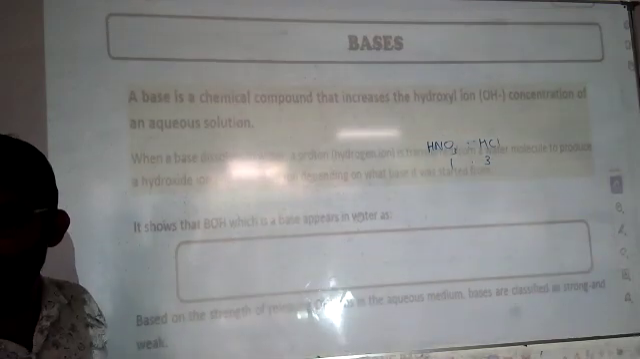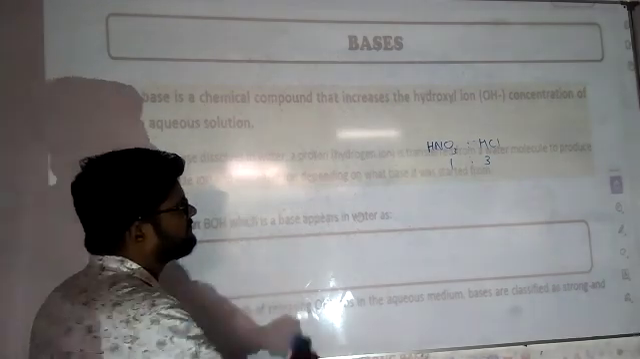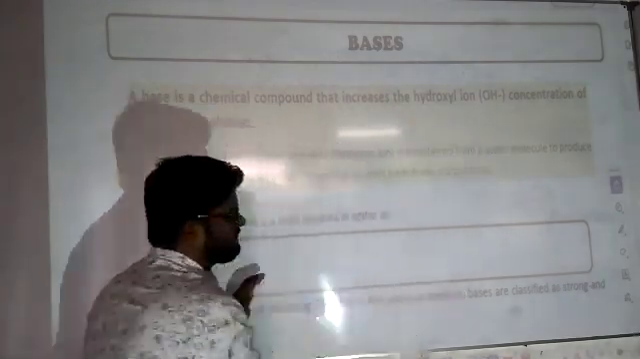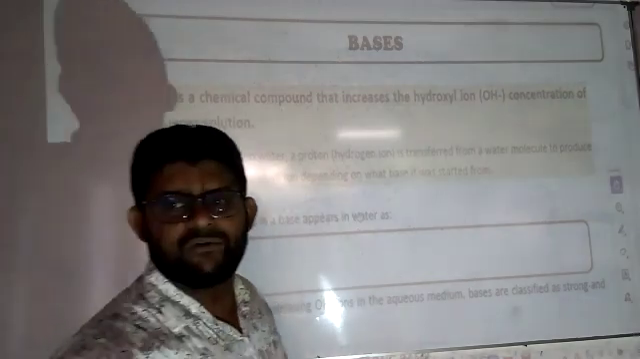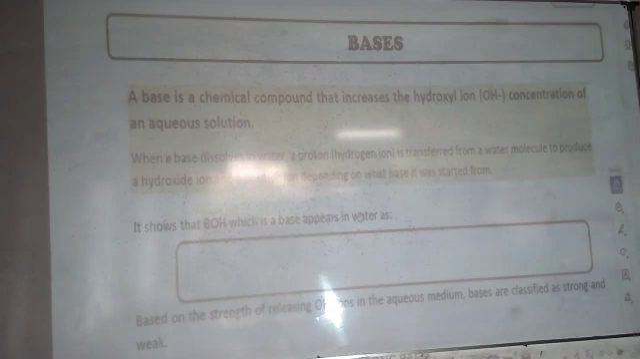So next we go for bases. You have to learn what a base is. A base is a chemical compound which releases hydroxide ions, OH minus ions. A base is a chemical compound that increases the hydroxide concentration. Increasing means it is releasing hydroxide, so the hydroxide concentration in the mixture will be increased. That is the idea.